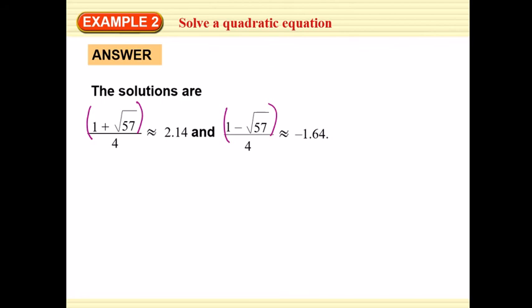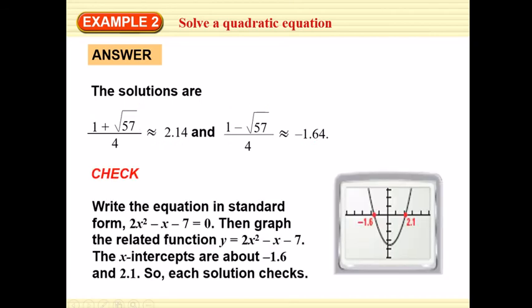Alright, so our two approximate solutions here are 2.14 and negative 1.64. Alright, and then a check. Of course, if you have a graphing calculator, you'll be able to do this, but anybody can do it using desmos.com. If you type in your equation in standard form, you can see that the x-intercepts would hit approximately at those points that you found.